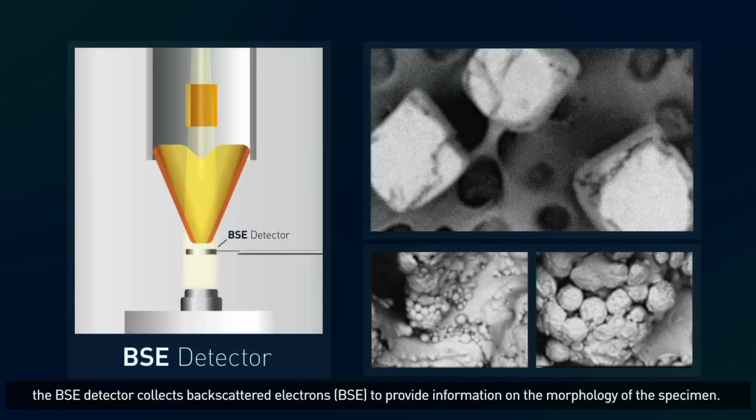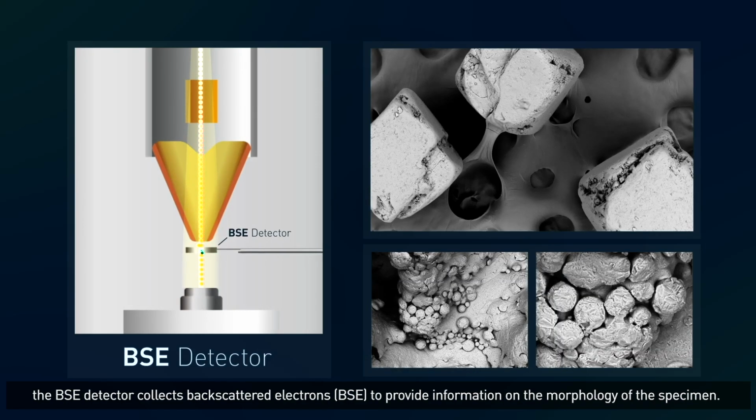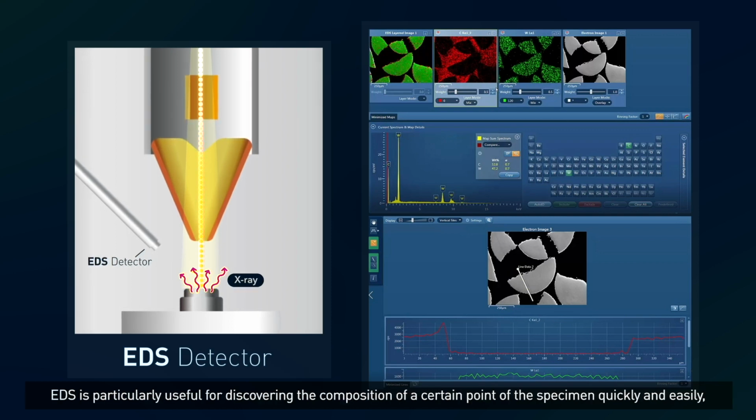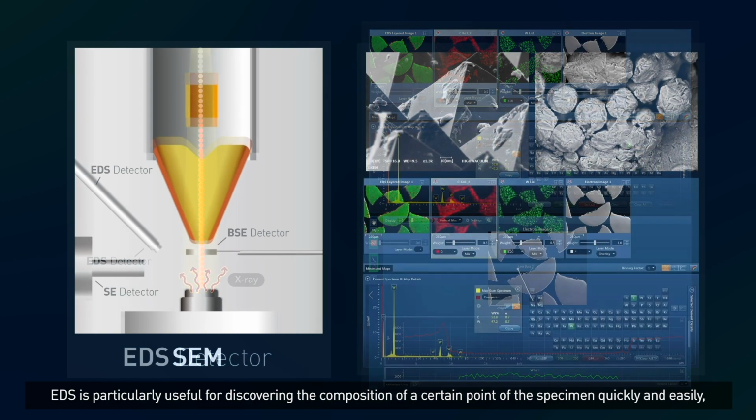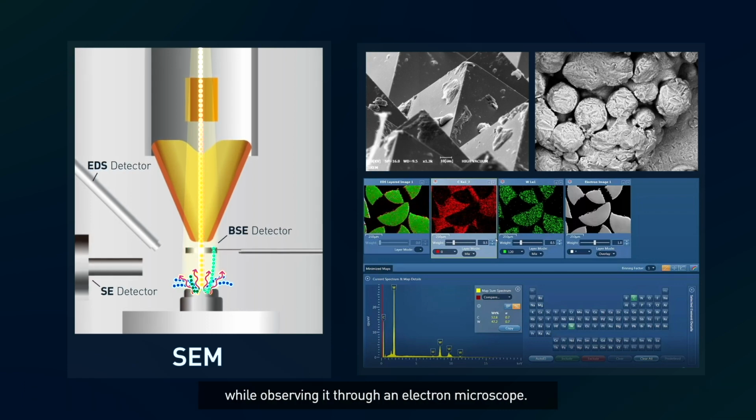In addition, the BSC detector collects backscattered electrons to provide information on the morphology of the specimen. Meanwhile, EDS is an elemental analysis tool that uses characteristic X-rays to reveal the composition of the sample. EDS is particularly useful for discovering the composition of a certain point of the specimen quickly and easily, while observing it through an electron microscope.